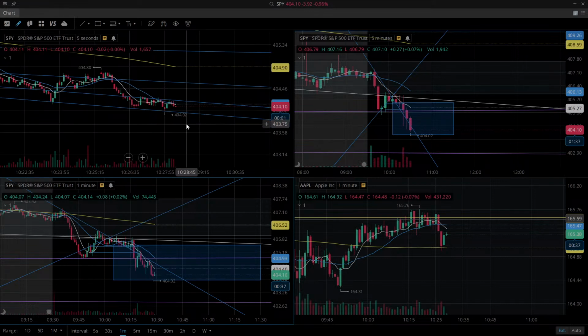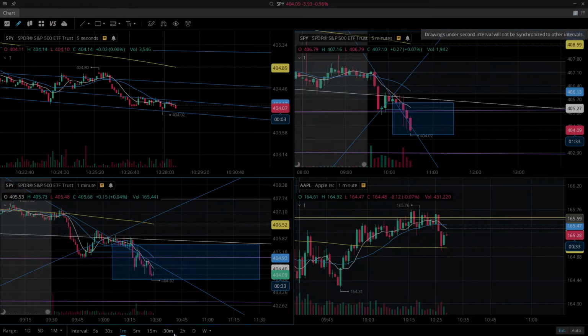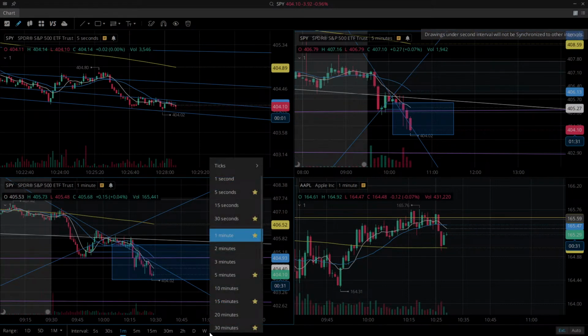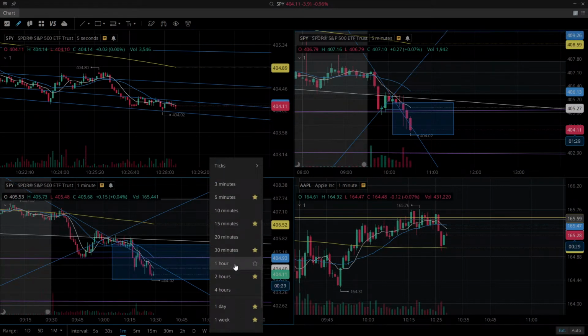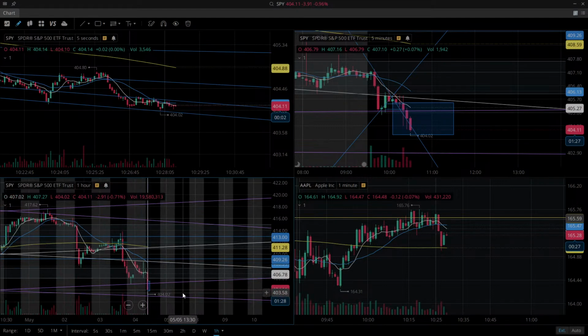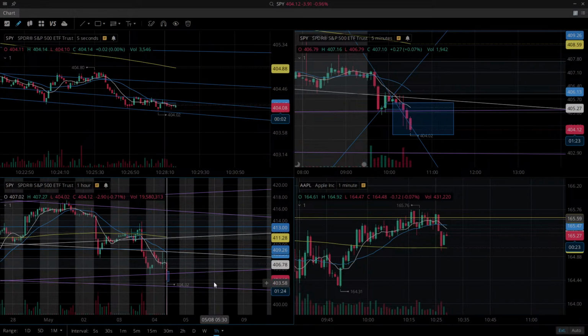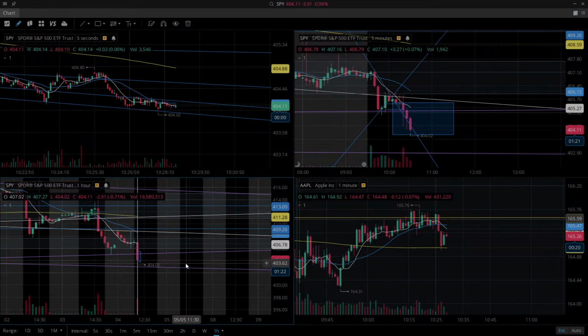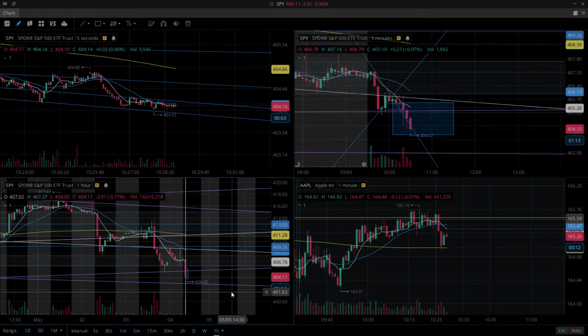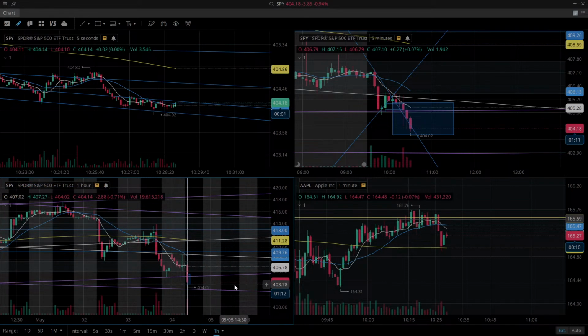Hey, Jeremy, look at the hourly. We have an island right there. And we haven't touched the 458 area yet. I'm looking at 458. Yeah, looking at 458 on SPY, then all the way down to 400.7.